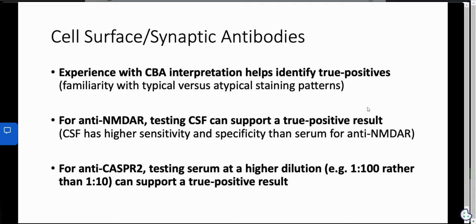So in terms of interpreting these assays, experience with reading them can help identify true positives because that will give you familiarity with typical versus atypical staining patterns. For anti-NMDAR, testing CSF can support a true positive result. This is because CSF has higher sensitivity and specificity than serum for this antibody. For anti-Caspr2, serum is more sensitive than CSF, so we can't rely on a negative CSF result to rule out a weak positive serum result. But testing serum at a higher dilution, such as 1 in 100 rather than 1 in 10, which is the standard dilution for serum cell-based assays by Autoimmune, can help to support a true positive result.